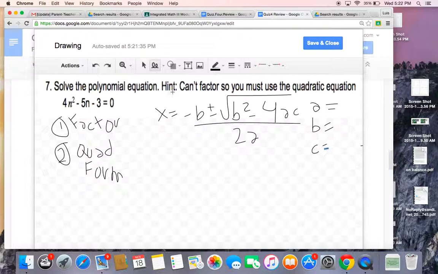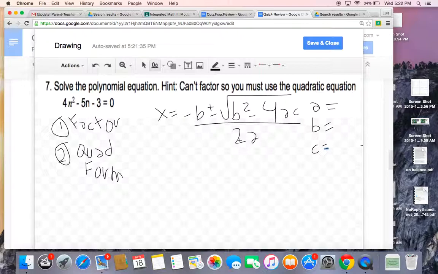In my hint, I can read that I cannot factor. Since I cannot factor, I must use the quadratic equation or formula. So I'm going to go ahead and do the quadratic formula. The quadratic formula is right here: x equals negative b plus or minus the square root of b squared minus 4ac, all over 2a.